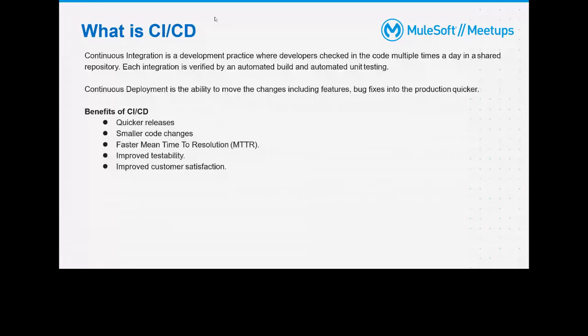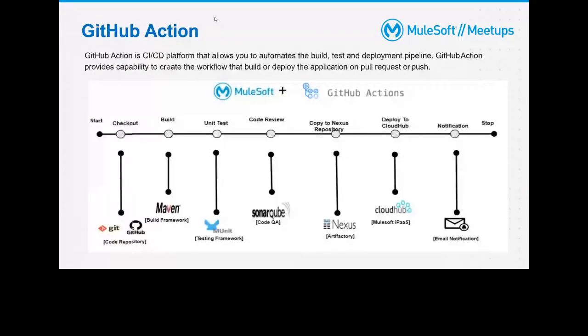I will not show this complete cycle, but here is how a CI/CD pipeline looks. GitHub Actions is a CI/CD platform that allows you to automate the build, test, and deployment pipeline. It is a kind of pipeline which allows you to automatically build, run unit test cases, perform SonarQube static code analysis, and finally deploy your application into any specific environment, basically. GitHub Actions provides the capability to create workflows that build or deploy the application on pull requests and push requests. There are various trigger points in GitHub Actions. One is pull request. Whenever you pull the code, it will automatically trigger the pipeline and deploy your application. Then if you are pushing any code, in that case also it will trigger the pipeline, and it will automatically deploy the code.